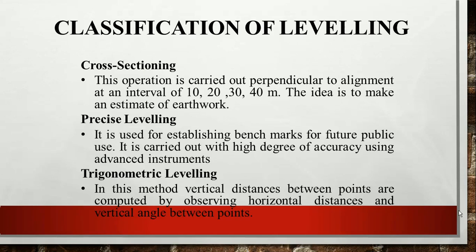Next is cross sectioning, right? This operation is carried out perpendicular to the alignment at an interval of 10, 20, 30, 40 meters. The idea is to make an estimate of earthwork. So basically it is carried out for the earthwork calculations, right? Computing the areas and volumes.